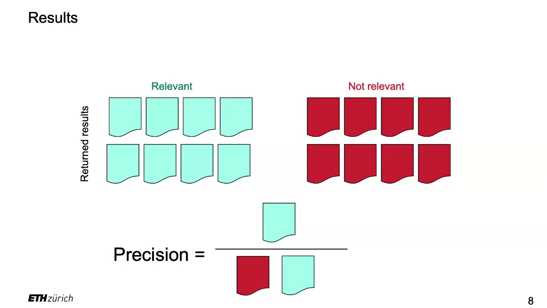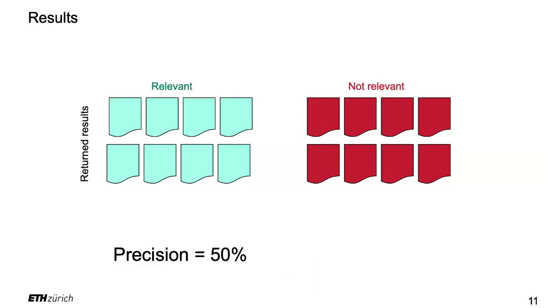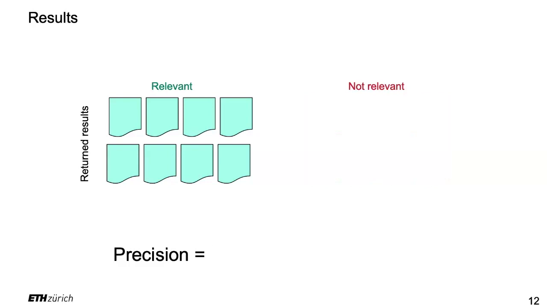So the precision, you need to know that by heart, is the number of true positives divided by the total number of positives, the returned documents. What's the precision right here in that case? Half, yes, 50%, exactly. So in that case, it's 8 divided by 16. So that is 50%. Who agrees?